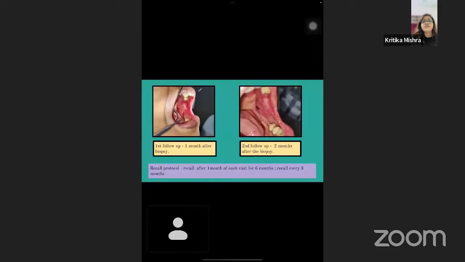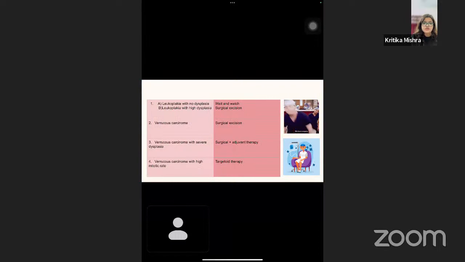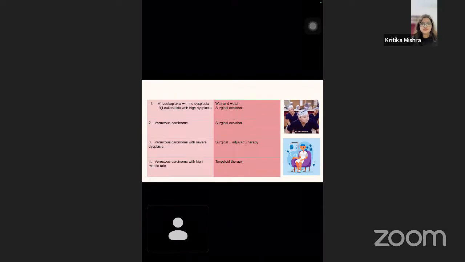Keeping that in mind, we asked the patient to be in regular follow-up, and in the last 2 follow-ups, we haven't seen any recurrence yet. So the treatment that we usually suggest when there are no dysplastic changes is wait and watch. When it's verrucous carcinoma, we go for a conventional treatment plan, that is surgical excision.